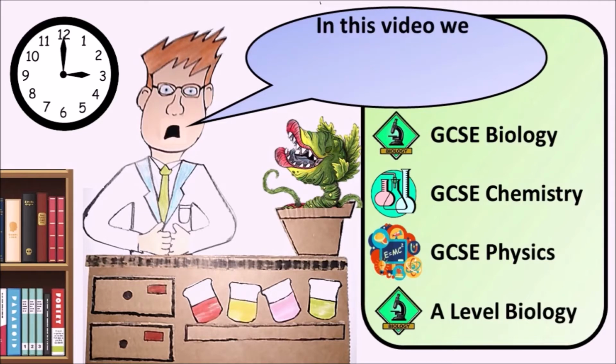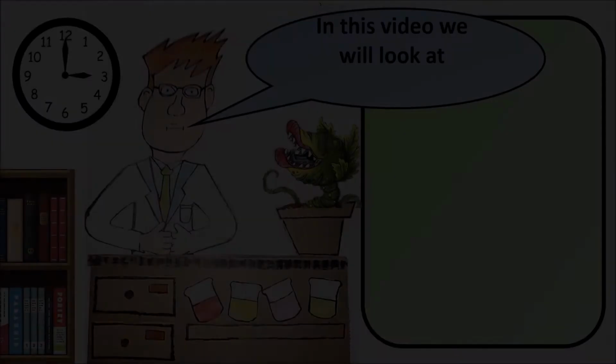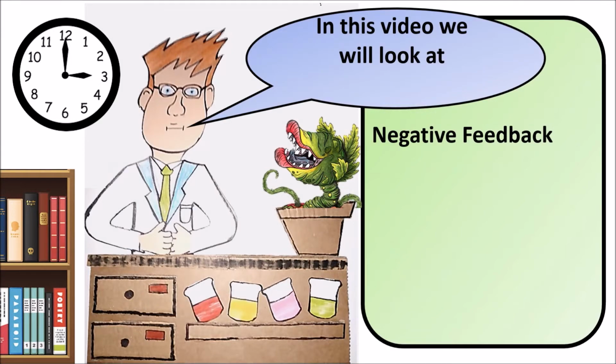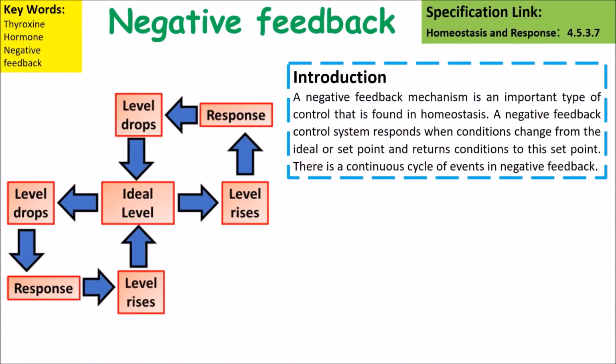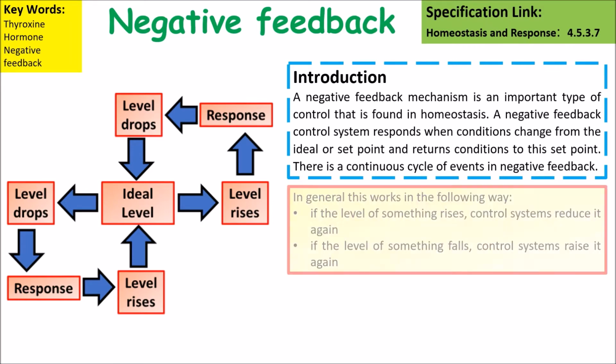In this video, we will look at negative feedback, a few examples of negative feedback, and thyroxine. A negative feedback mechanism is an important type of control which is found in homeostasis. A negative feedback control system responds when conditions change from an ideal or set point and returns conditions back to that set point. So there is a continuous cycle of events in a negative feedback system.